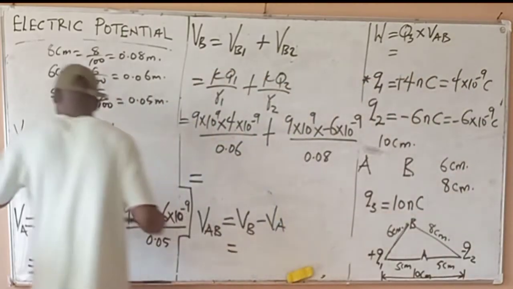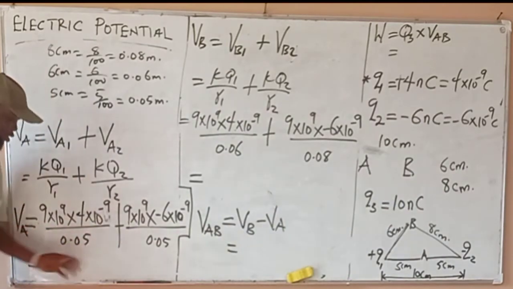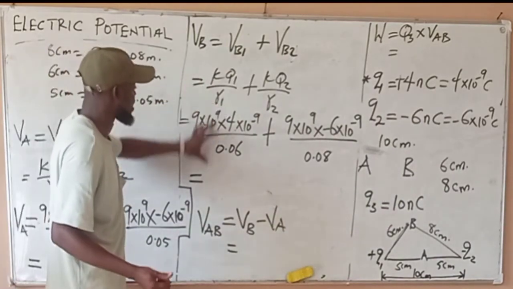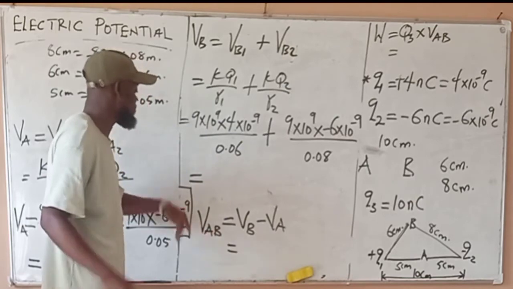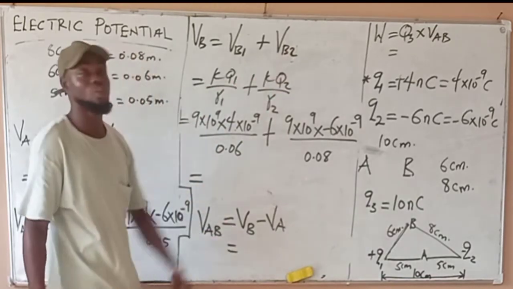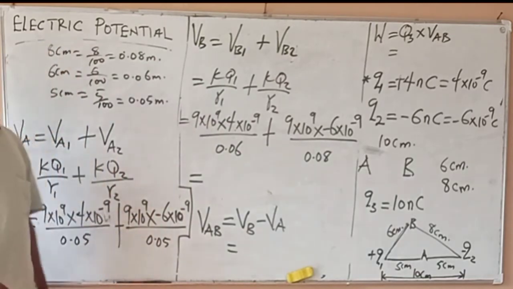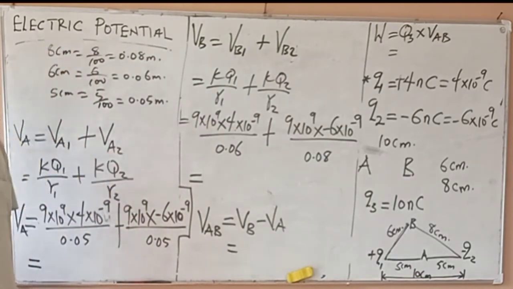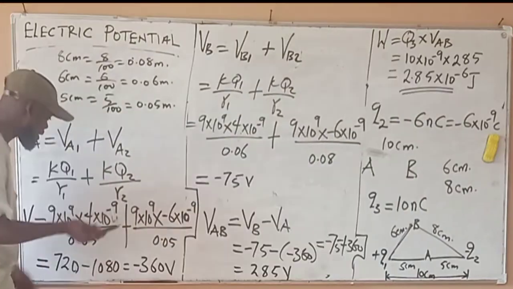Now, let us solve for the potential at A. So we calculate and we have the answer. Potential at B, we calculate and we have the answer. For the potential difference when the charge moves from point A to point B, we have our answer. Then we check for the work done by that charge when it moves. So we do it on the calculator to see.